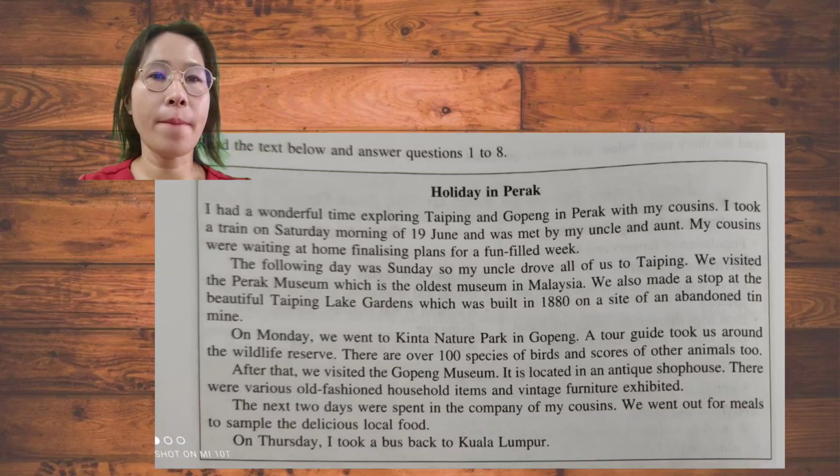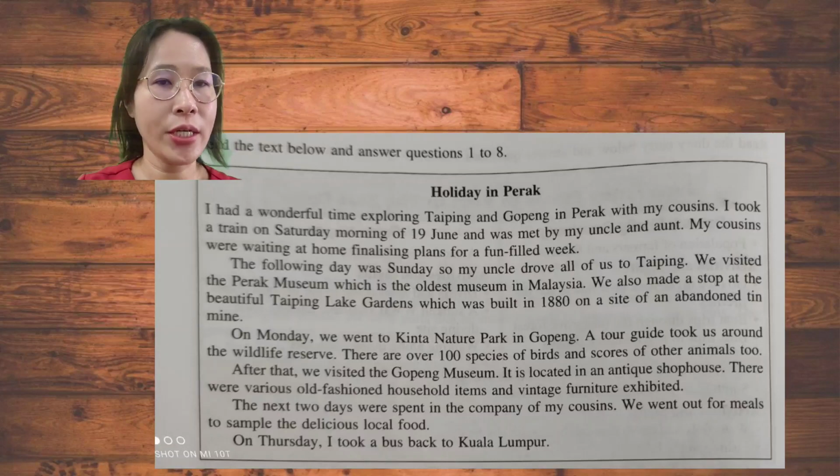Holiday in Perak. I had a wonderful time exploring Taipei and Gopeng in Perak with my cousins. I took a train on Saturday morning of 19 June and was met by my uncle and aunt. My cousins were waiting at home, finalizing plans for a fun-filled week. Fun-filled means enjoyable, interesting. So in paragraph 1, we already have the keywords for question number 1 and number 2.